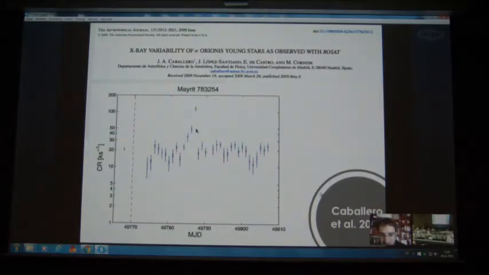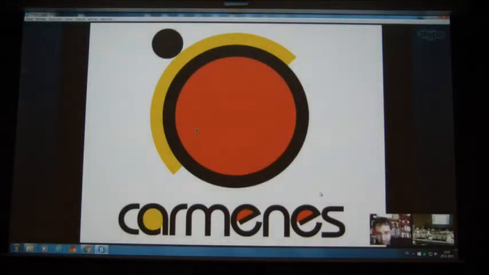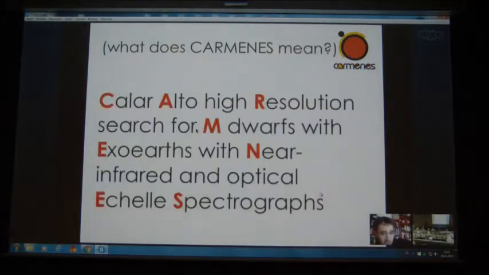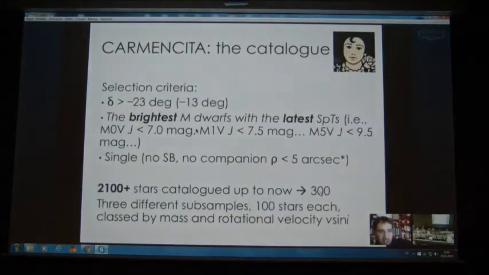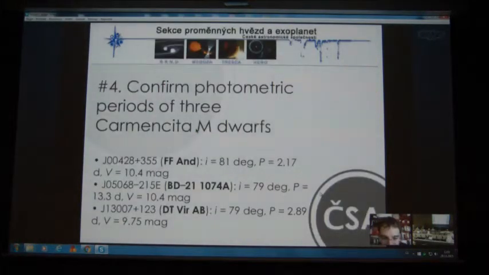I can do also photometric variability but in X-rays, and the really last thing, it was Carmenes, which is a machine for discovering exoplanets around dwarfs, and you will have the presentation available on the website, and this is homework number 4, which is confirming the photometric periods of 3 dwarfs that can have transits by planets.